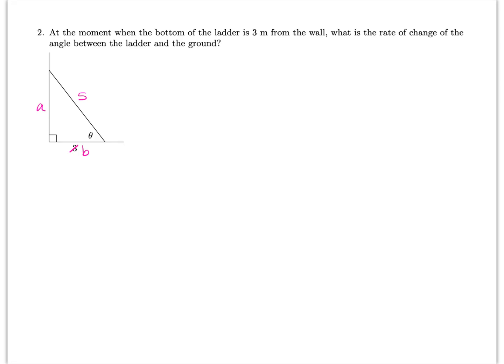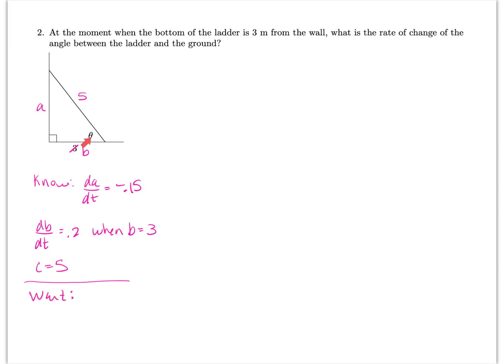Okay, so now I'm going to write down what do I know and what do I want. So what do I know? I know dA/dt was negative 0.15, and I know dB/dt is 0.2 when B is 3. I know C is 5. And then what do I want to know? I want to know the rate of change of this angle, theta, between the ground and the ladder. That would be d theta/dt. And it's at that same moment in time when B equals 3.